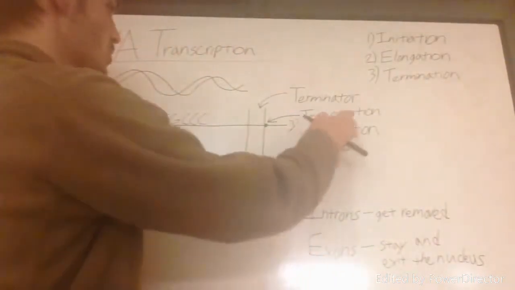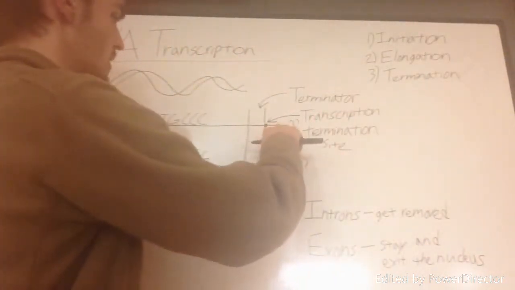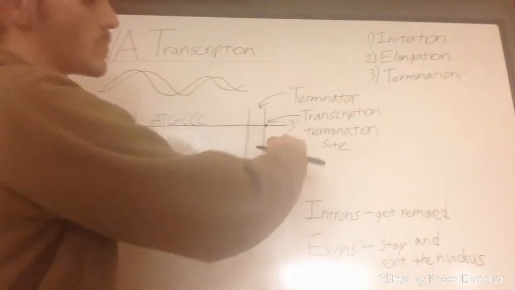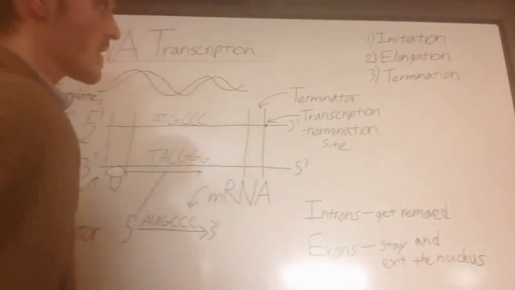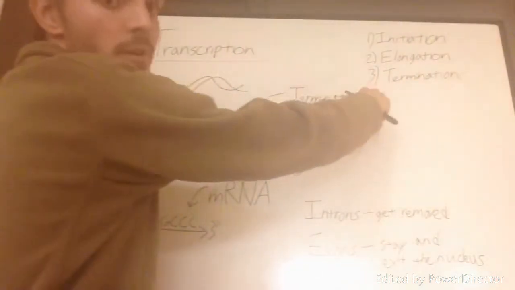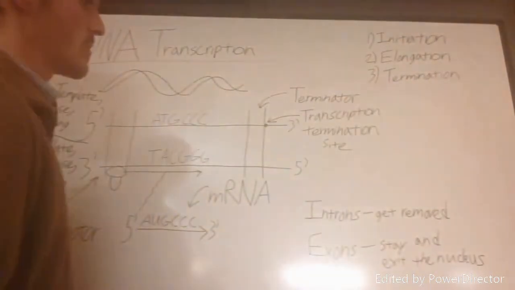We also have a transcription termination site, which is located directly after the terminator sequence. That is where transcription actually stops. And that is the third step of DNA transcription.